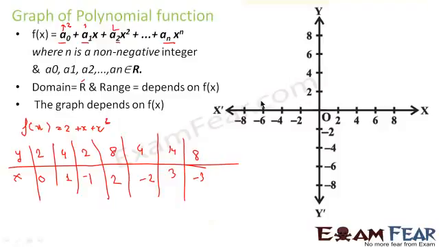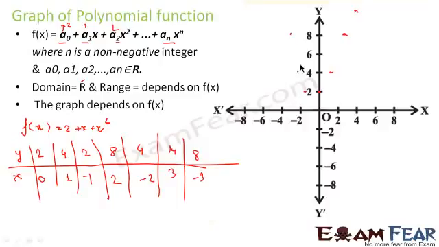So when x is 0, y is 2. When x is 1, y is 4. When x is minus 1, y is 2. When x is 2, y is 8. When x is 3, y is 14, somewhere here. When x is minus 3, y is 8, somewhere here. And x is minus 2, y is 4.